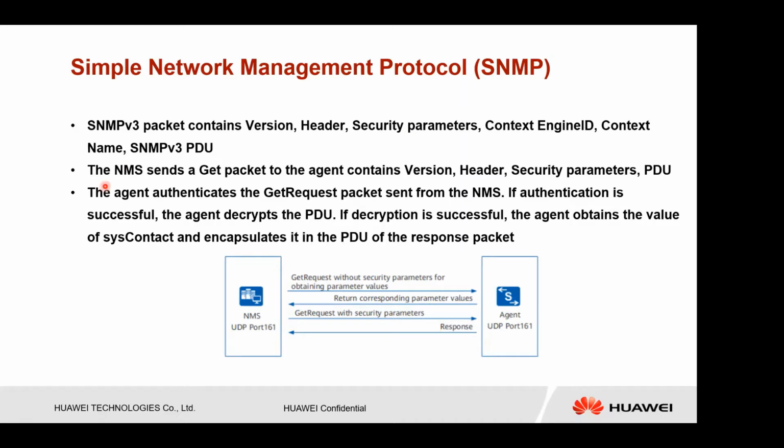So the NMS will send a GET packet to the agent, which contains the version, header, security parameters, and also the PDU. Based on this figure below here, the agent authenticates the GET request packet from the NMS. If the authentication is successful, the agent will decrypt the PDU, which is the GET next, GET request, and so on. If the decryption is successful, the agent obtains the value of sysContact and encapsulates it in the PDU of the response packet. So the main difference is that SNMP v3 has these security parameters.